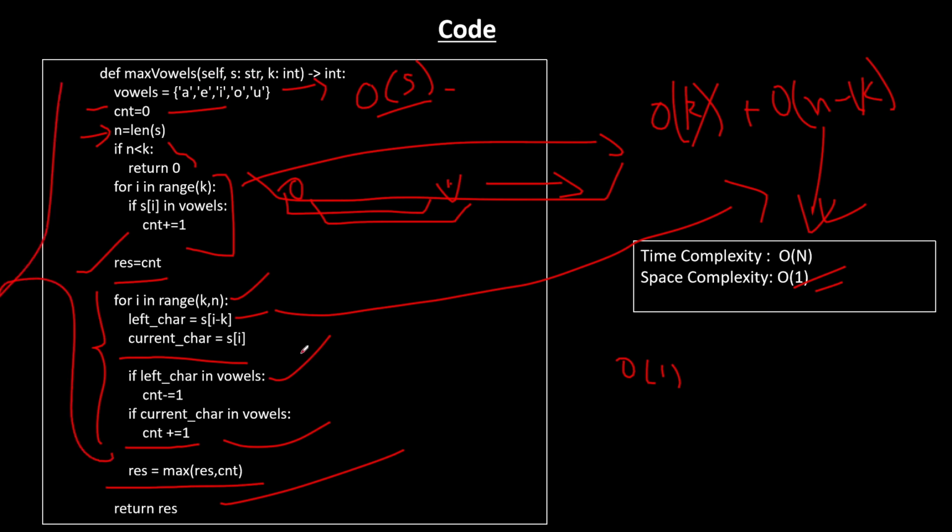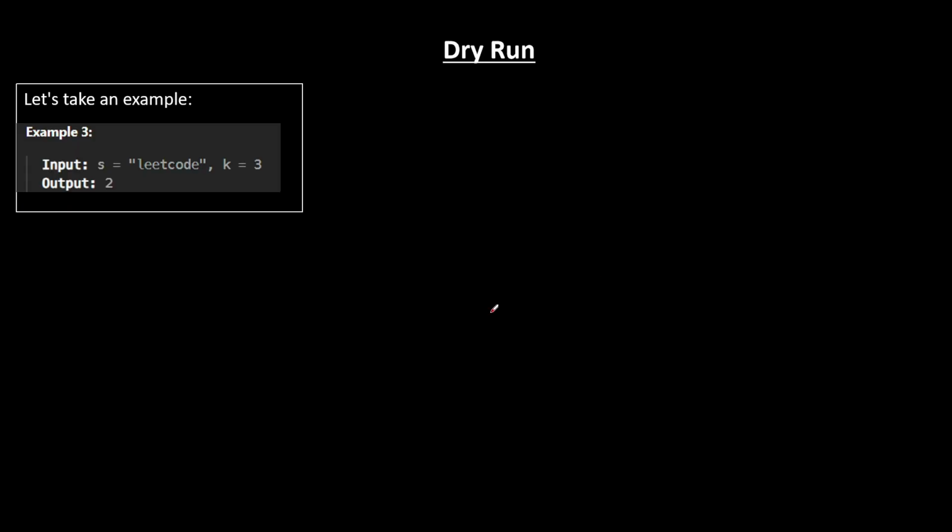I hope you understood this solution and the code. Now let's move to the next slide. Since we have an understanding of the code, let's look at the dry run of the example: leetcode, and k is 3.